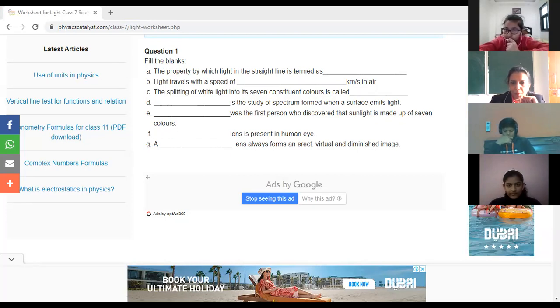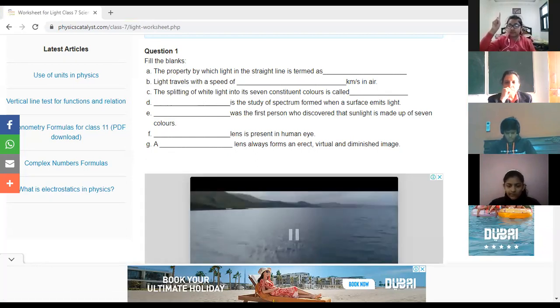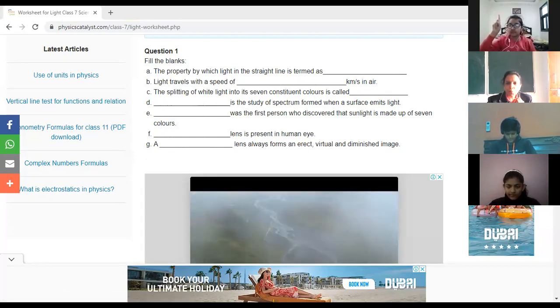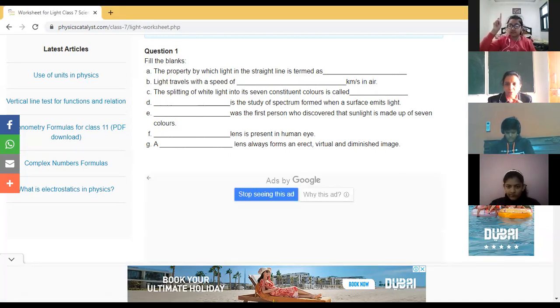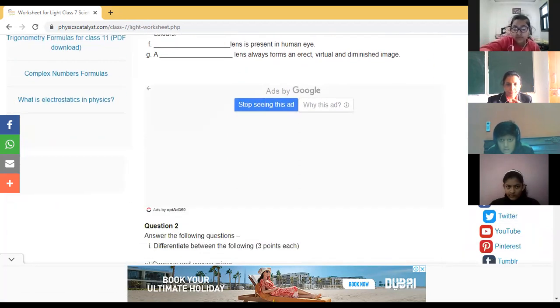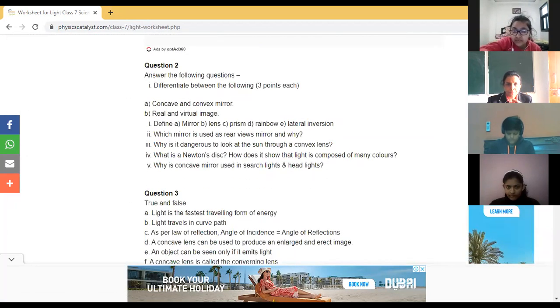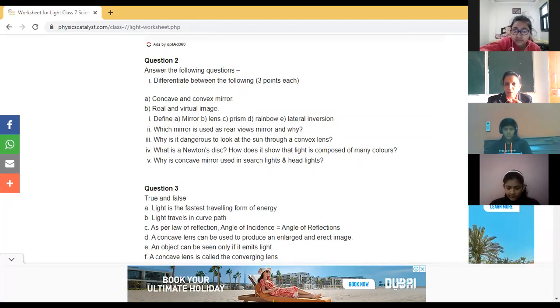Dash lens always forms an erect, virtual and diminished image. Which lens produces all these types of images? Erect, virtual, diminished. And you have to tell which lens. Yes, Mahi. Ma'am, concave lens. Children, you can give the answers also. Where is the problem? So concave lens forms all these types of images.